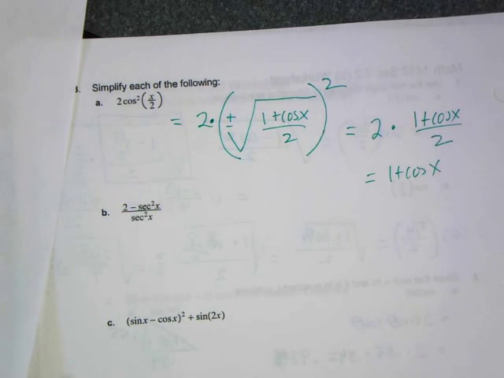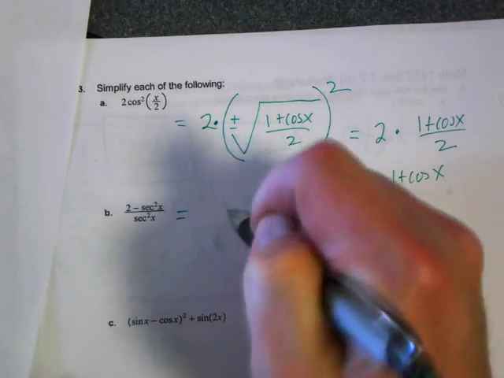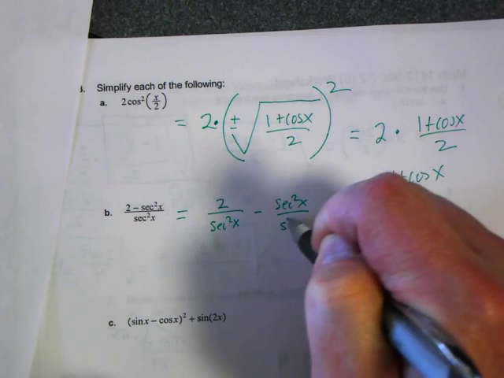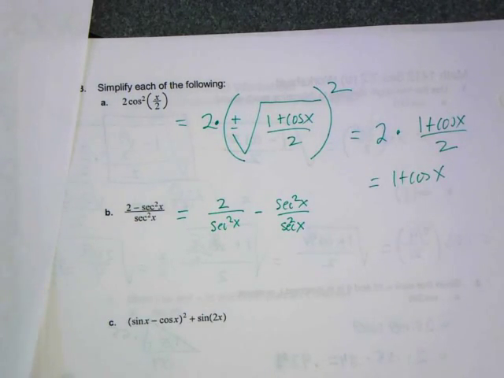All right, how about B? Any thoughts on what to do with B? Well, the first thing I might do with B is I'm going to write it as 2 over secant squared x minus secant squared x over secant squared x. Just split it on the numerator there. One of those is very nice. Secant squared divided by secant squared, that's 1, of course. What about 2 divided by secant squared?